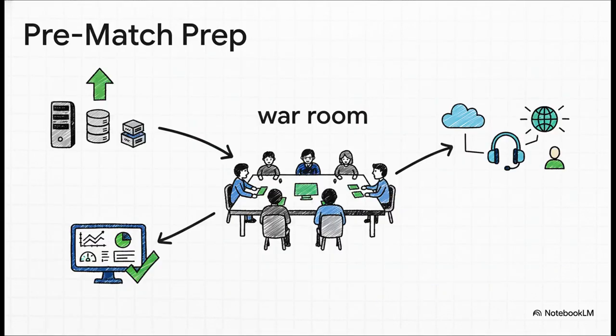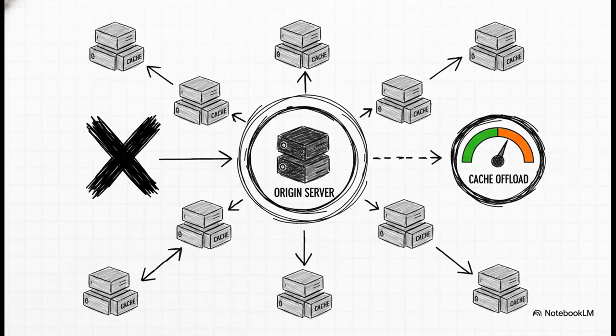So to get ready for this, the team goes into a war room hours before the match even starts. They proactively scale up all their infrastructure. We're talking servers, databases, the whole shebang. They do a full review of all the system metrics to make sure everything's in the green. And they get all their partners, cloud providers and content delivery networks, which are servers all over the world that help deliver content faster, on a single conference call. A core principle here is aggressive caching. The main goal is to have those content delivery networks, the CDNs, handle almost all of the traffic.